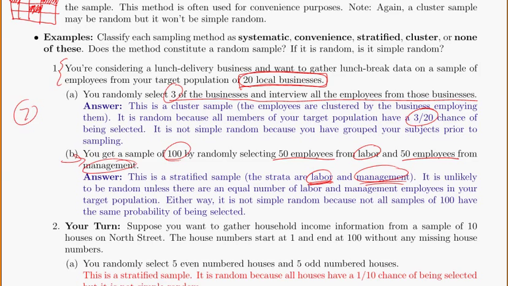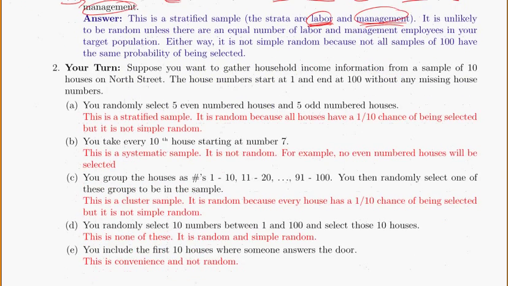Okay, so the your turn problem. You want to gather household information from a sample of 10 houses. So I need 10 houses on North Street. The house numbers start at 1 and end at 100 without missing any house numbers. And we'll assume they start even on one side, odd on the other, which is fairly standard. So on one side we'll have 1, 3, 5, 7 all the way up to 199. And on the other side we'll have 2, 4, 6, 8 all the way up to 100. Right, so two sides of the street.